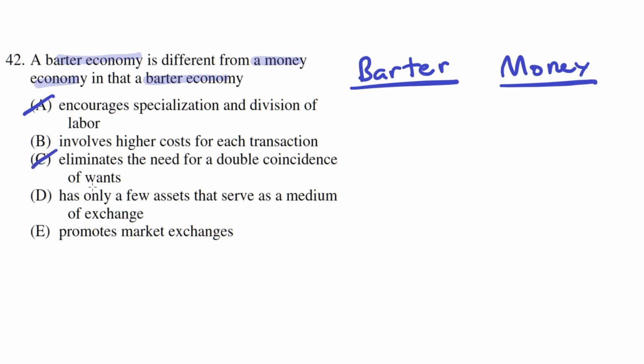So C is incorrect. D has only a few assets that serve as a medium of exchange. This is incorrect because this is a characteristic of a money economy where there's dollar bills, coins, or credit cards. This is not a characteristic of a barter economy because in a barter economy anything can serve as an asset for a medium of exchange. E promotes market exchanges. This is incorrect because earlier we highlighted how there are higher costs for each transaction, so this means that there are fewer transactions occurring and that there are fewer market exchanges. So it does not promote, but it does the opposite. So E is incorrect, and the correct answer is B.